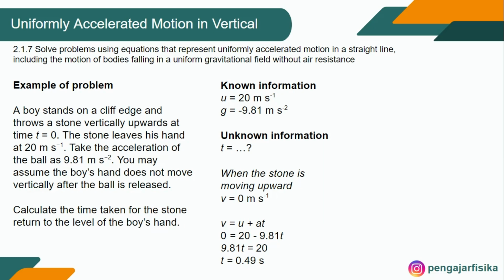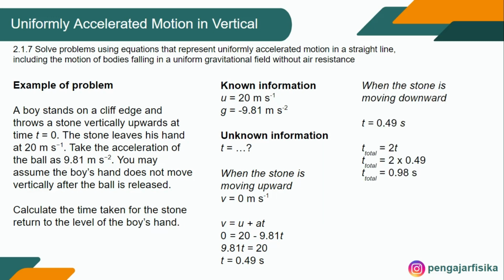And then please also understand that the time taken from the highest point to the level of the boy's hand will be similar, because here we ignore the air resistance. So when the stone is moving downward, the time will be the same. So in total, the time will be 2 times the time that we just got. 2 times 0.49, which is 0.98 seconds.